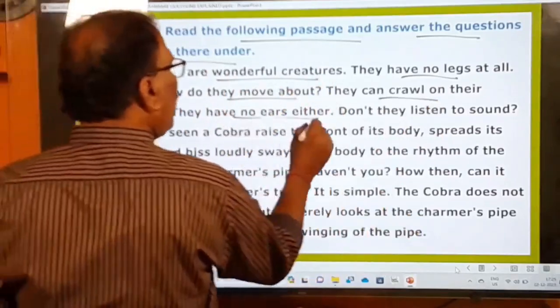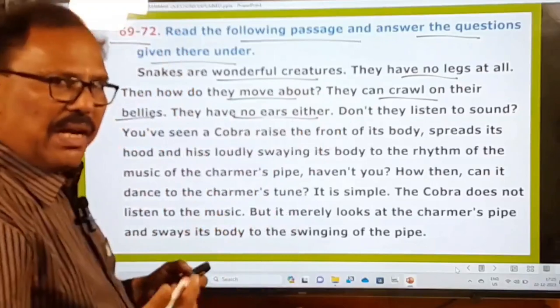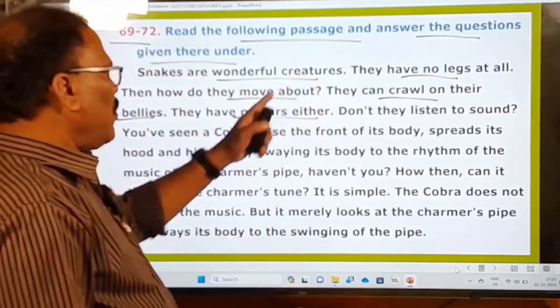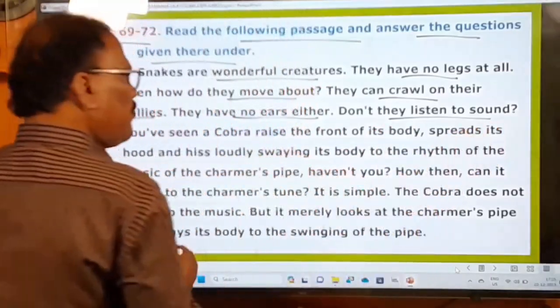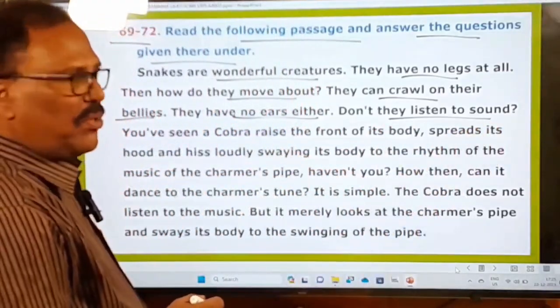They have no ears either. They don't have ears also. They don't have legs, they don't have ears. And don't they listen to sound? Then don't they listen to sound? No, they don't listen to sound at all.